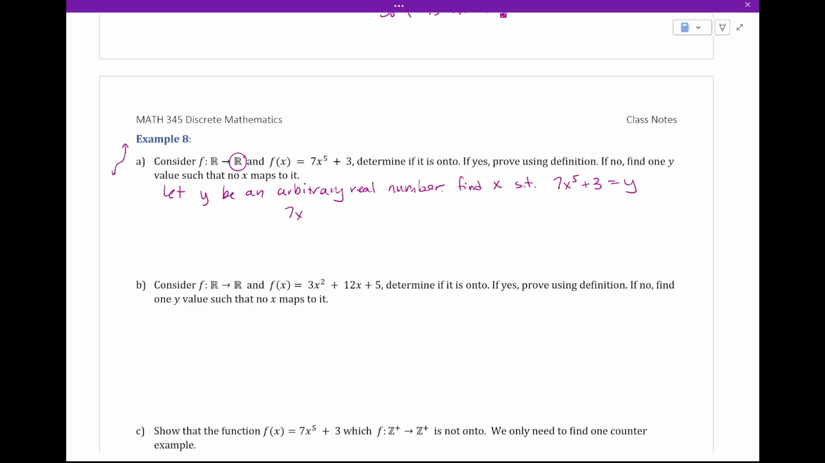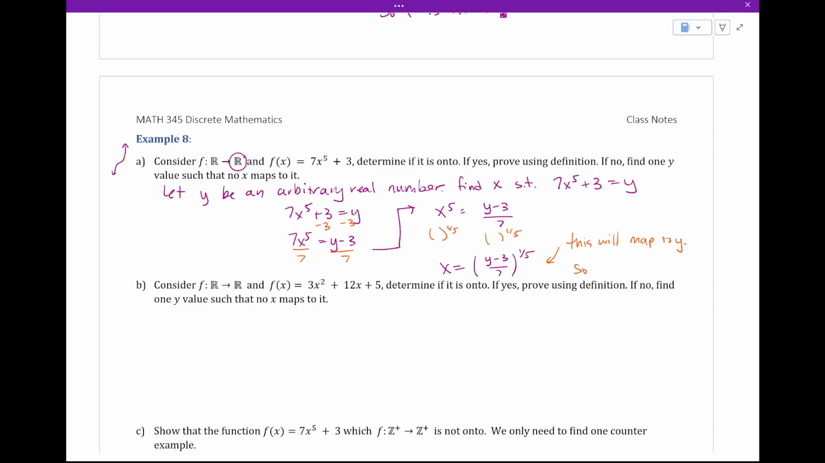Well, let's try it. 7x to the 5th plus 3 is equal to y. Let's subtract 3 from both sides. 7x to the 5th equals y minus 3. We'll divide everything by 7. X to the 5th equals y minus 3 over 7. And now I can do this 1/5 root situation, and I get x to be y minus 3 over 7 to the 1/5 power. This will map to y. So f is onto.